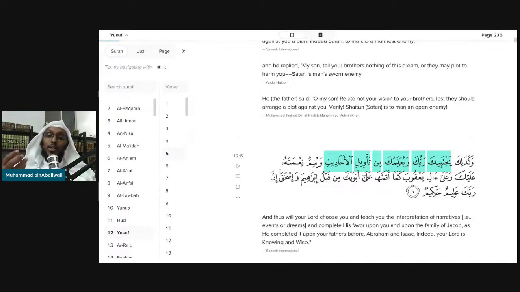So Rabbuka Yajtabika or Yajtabika Rabbuka itself has meaning in it, which is that the one that has chosen you, He has chosen you for your benefit because He is the Rabb who nurtures and looks after His creation. Okay? Your Rabb. Okay, so Rabbuka, your Rabb, Yajtabika. And thus, your Lord chooses you, O Yusuf.